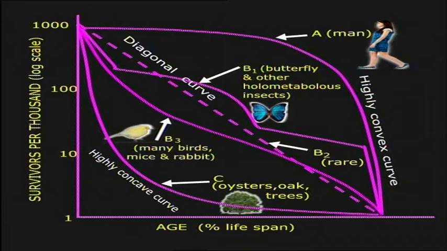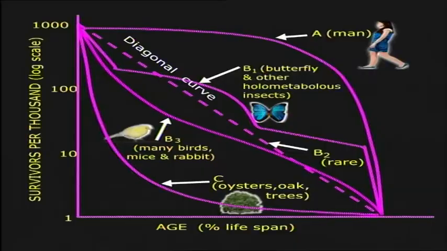Third, diagonal curve. If age-specific survival is more nearly constant, the curve approaches a diagonal straight line as shown in the curve B2. It thus shows a constant proportion of organisms dying per unit time. Probably, no population in the real world has a constant age-specific survival rate throughout the whole lifespan.